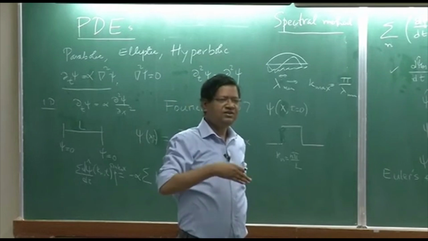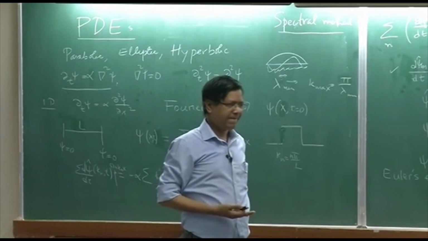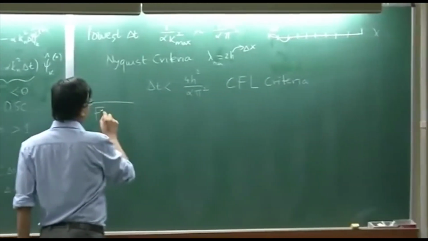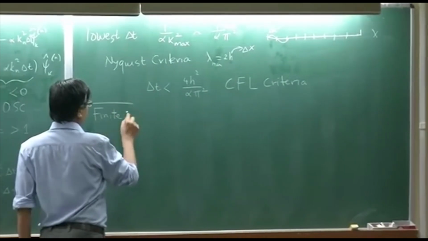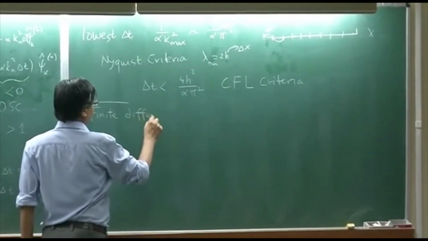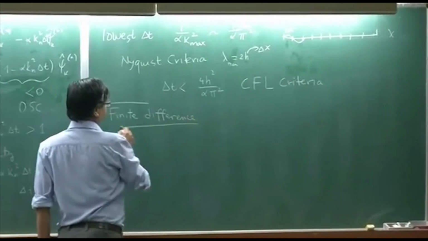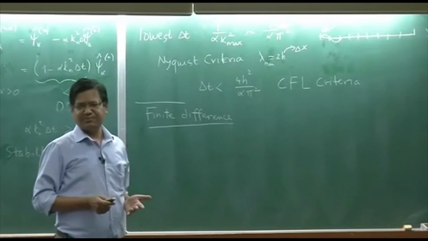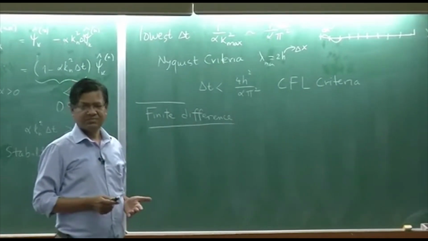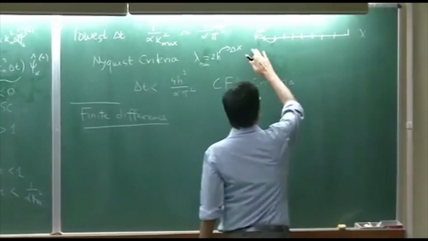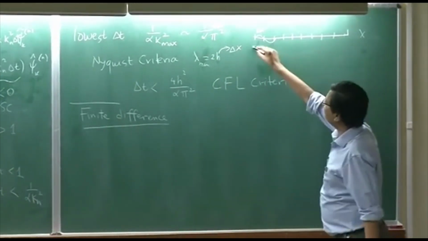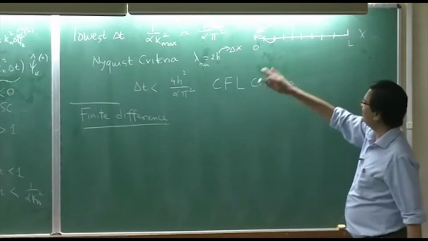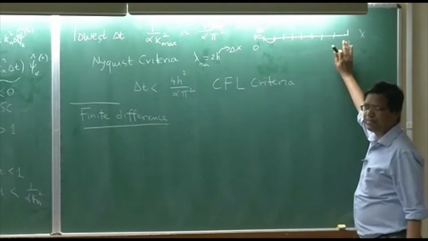So now let's try to do this in real space. The new method I am going to describe now is called finite difference. So we will discretize in both real space and time. In fact, I have done the work here. So this is my 0, this is my L, right? Same equation, let's just focus on the same equation, and I have discretized it.